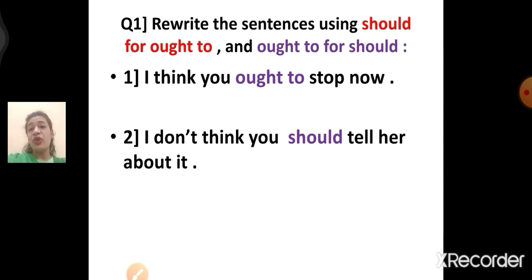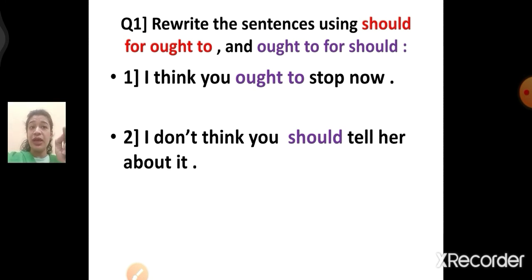Now here, what we are going to do? We are going to change the word. Wherever there is written ought to, we are going to change it into should, and wherever there is should, we are going to change it to ought to. And we are going to rewrite the sentence. So see the first one. I think you ought to stop now. Now you can see the changed color.